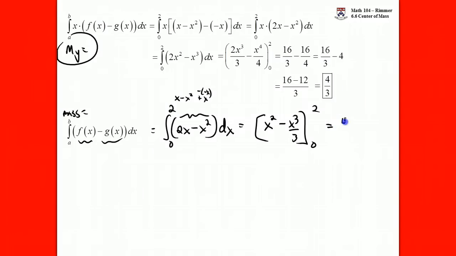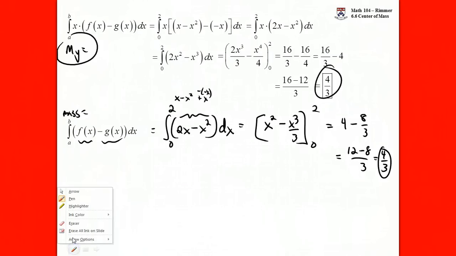4 minus 8/3. So 4/3, but for a different reason. All right, great. So 4/3 for the moment about the y-axis, 4/3 for the mass.